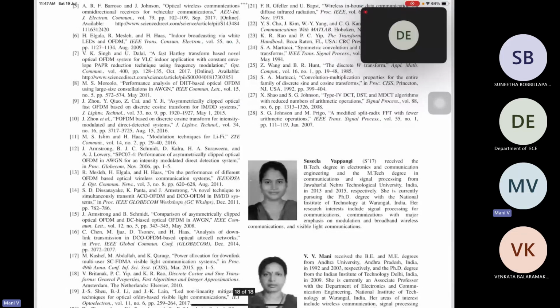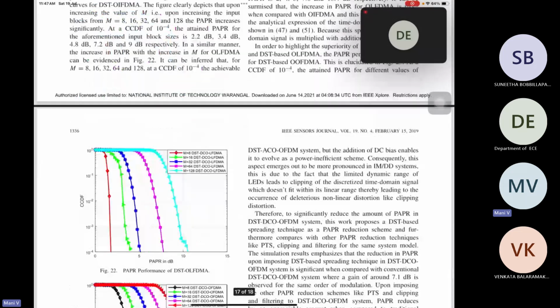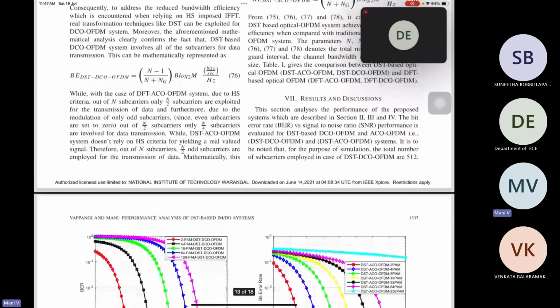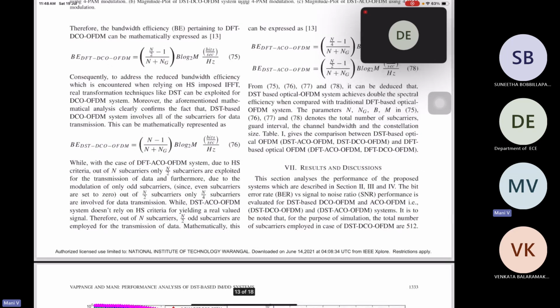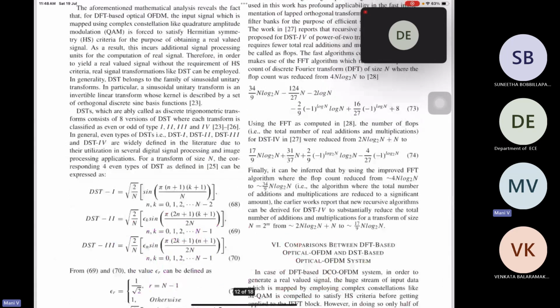Also, if you are interested to work on visible light communication, there is one textbook available, written by 3 authors: myself, my student, and a foreign collaborator. Sushila, Mani, and Mathini. Mathini Salathrai is a professor at Heriot-Watt University. So we made a very good contribution to visible light communication. We have written a book on it. I can show that.